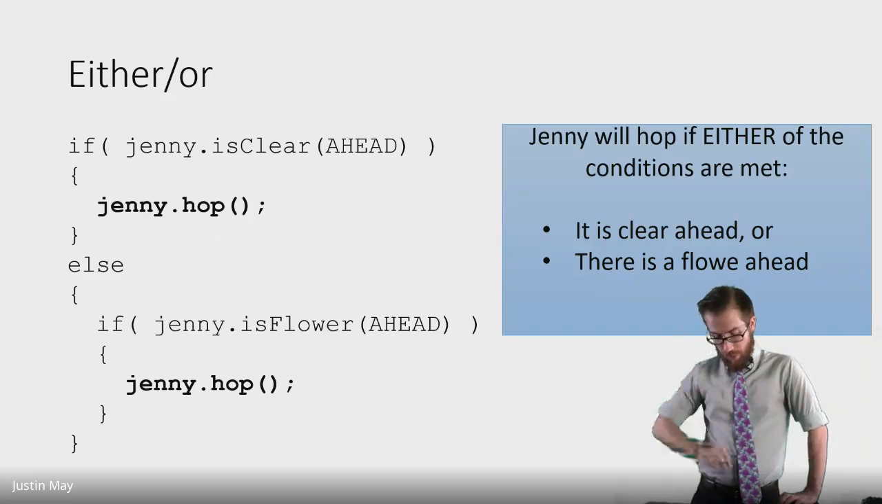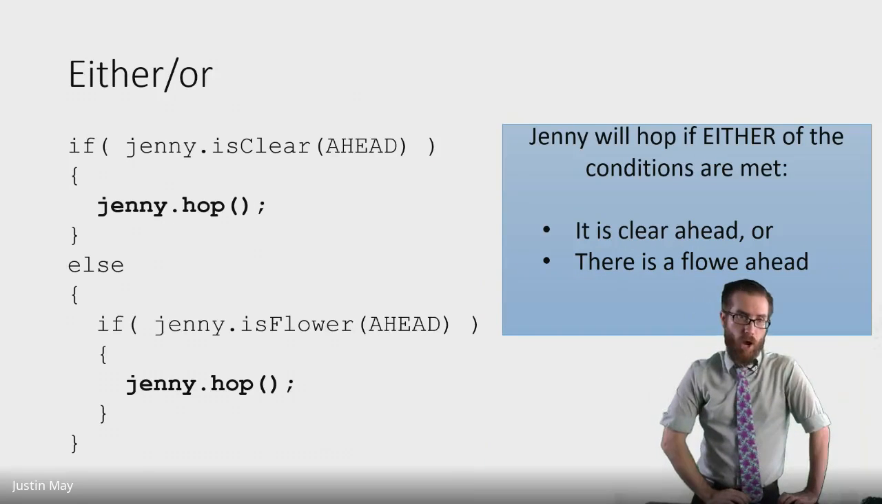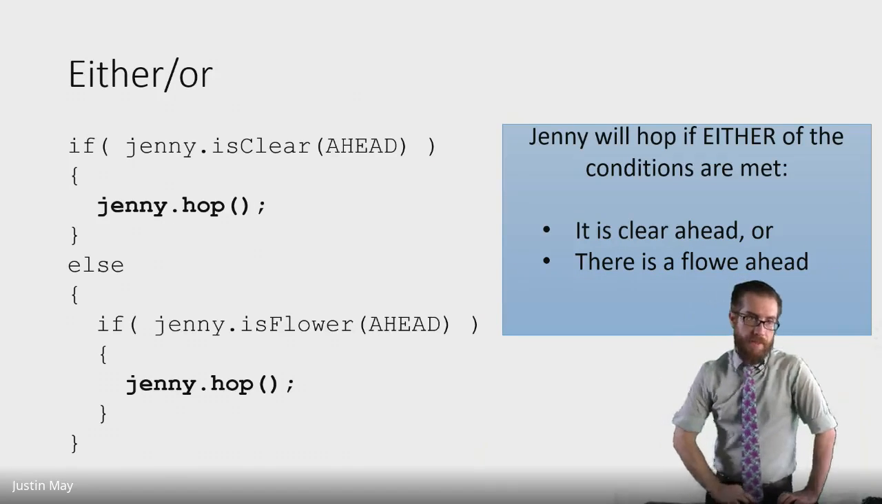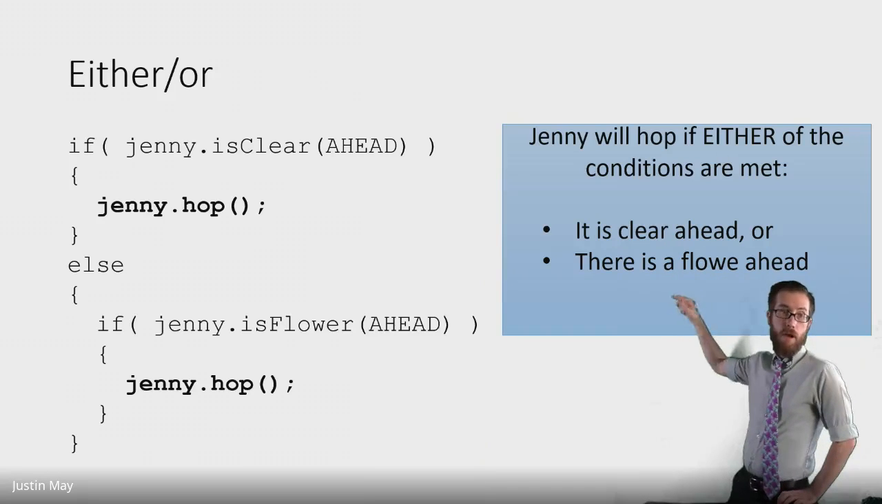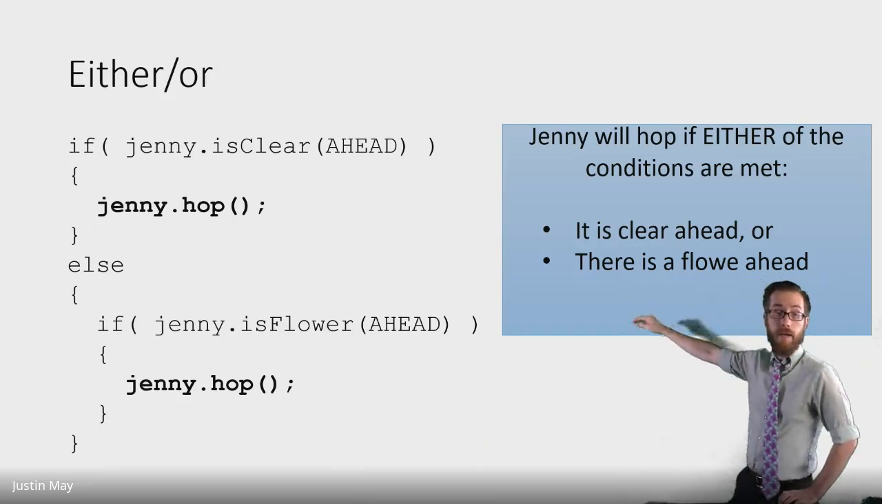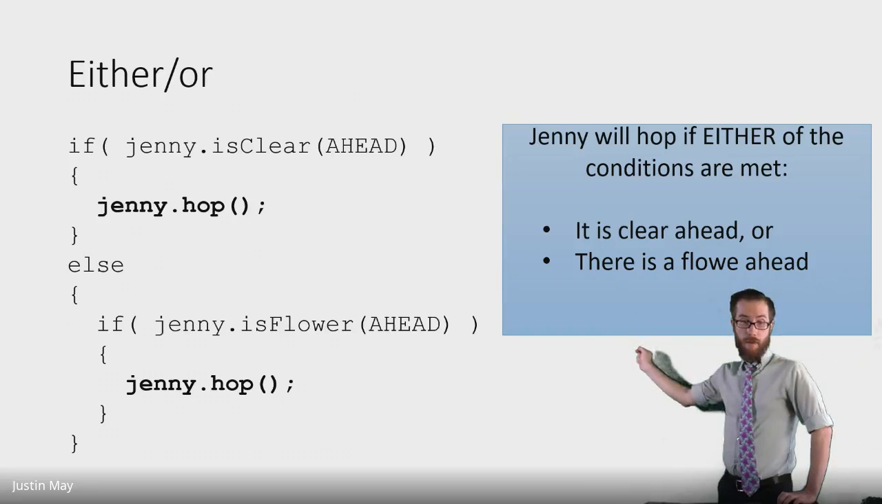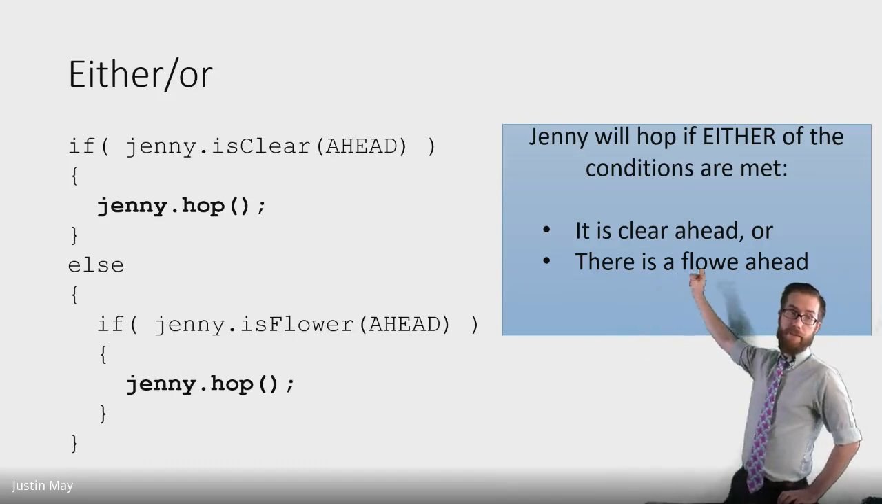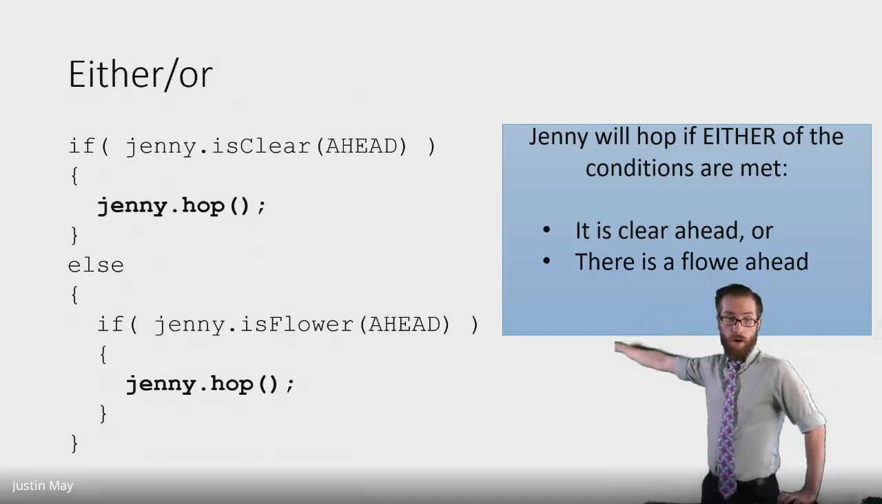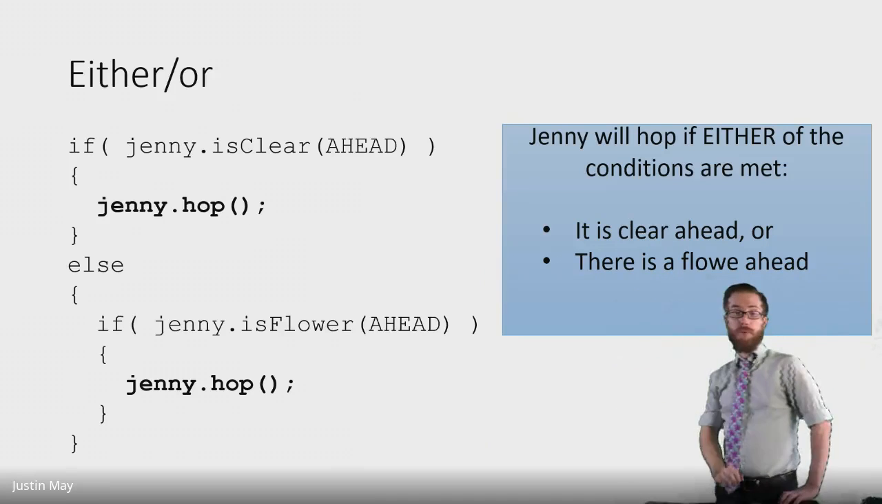So another thing we can do with else statements, this one's a little awkward, but in this case, if it's clear ahead of Jenny, she will hop. Otherwise, if it's not clear, then we check if Jenny has a flower. And if Jenny has a flower, she will hop. So this is saying if it's clear, Jenny will hop, or if she has a flower, she will hop.